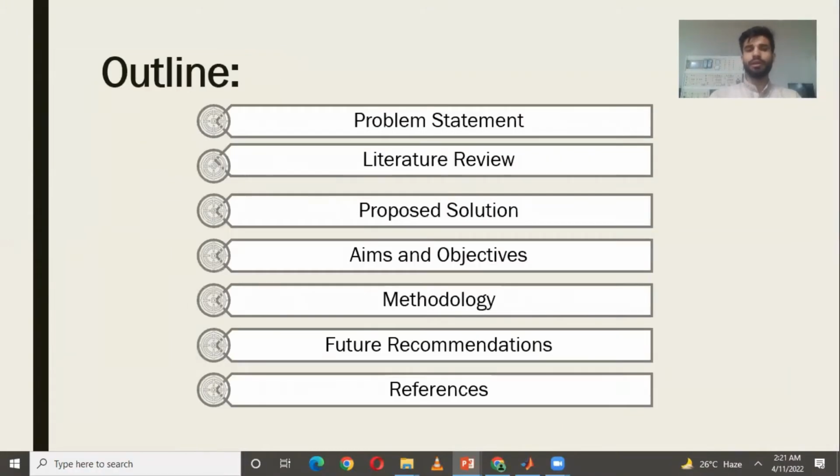So, moving forward, we will follow: problem statement, literature review, what is our proposed solution, aims and objectives of our project, methodology, future recommendations, and references.